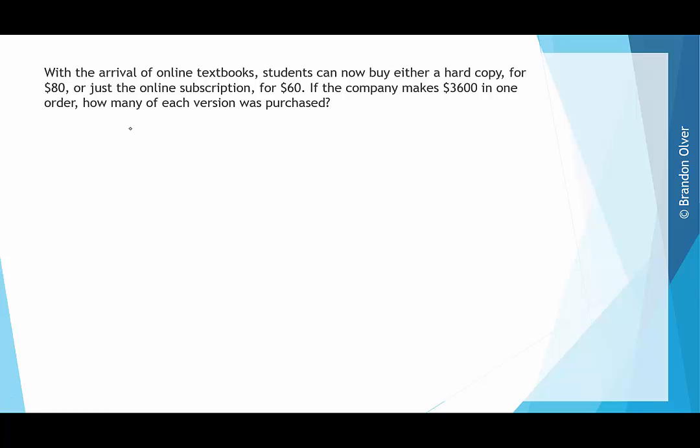With the arrival of online textbooks, students can now buy either a hard copy for $80 or just the online subscription for $60. If the company makes $3,600 in one order, how many of each version was purchased? So the first thing we need to do is set up our variables.